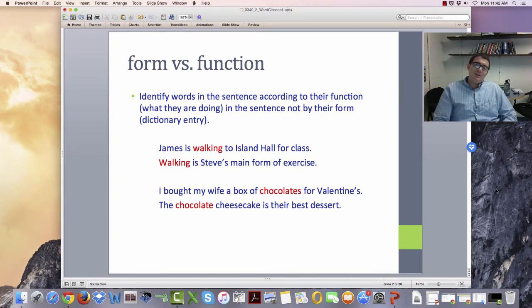The same is true with the example of chocolates below. A box of chocolates. Here, chocolates is a noun. You can have one chocolate, two chocolates, three chocolates. However, in the second example, chocolate is describing cheesecake. What type of cheesecake? What kind of cheesecake? So in the second, chocolate is an adjective. Keep this in mind as you work through chapter 1, through the exercises, that we're focusing on the function of these words within a sentence.